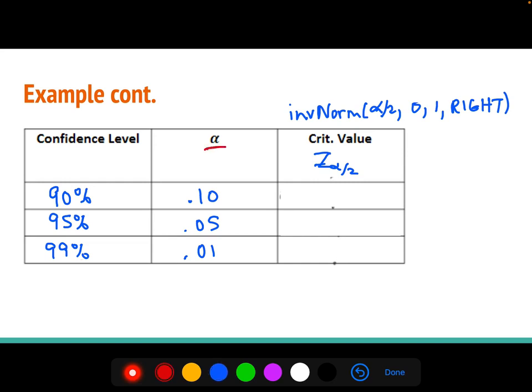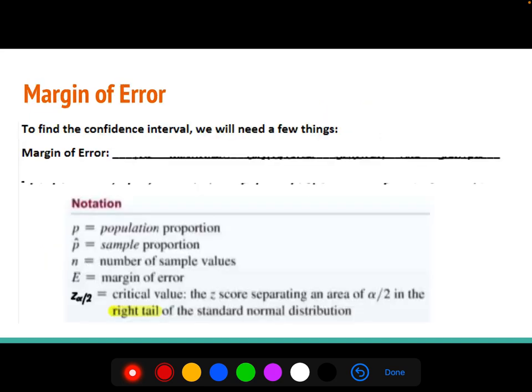So I put each of these alpha values into this formula, and I get the critical value for a 90% one is 1.645. For 95%, 1.960. We just encountered him. And 99% is 2.576. So make yourself familiar with this table. It makes your life easier.